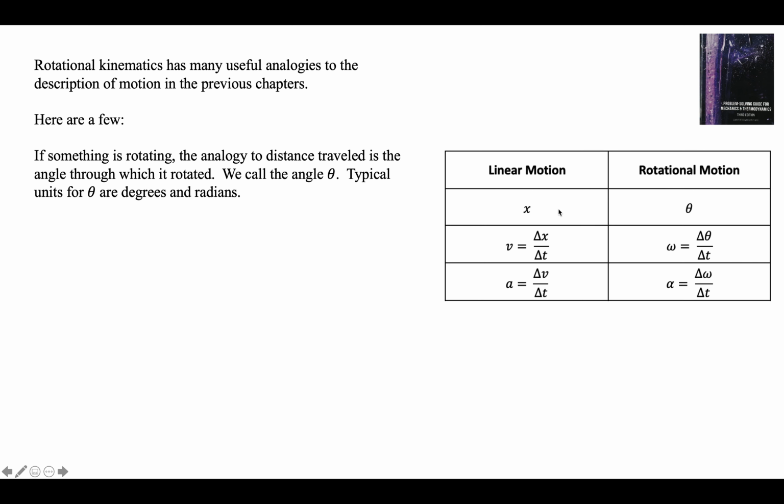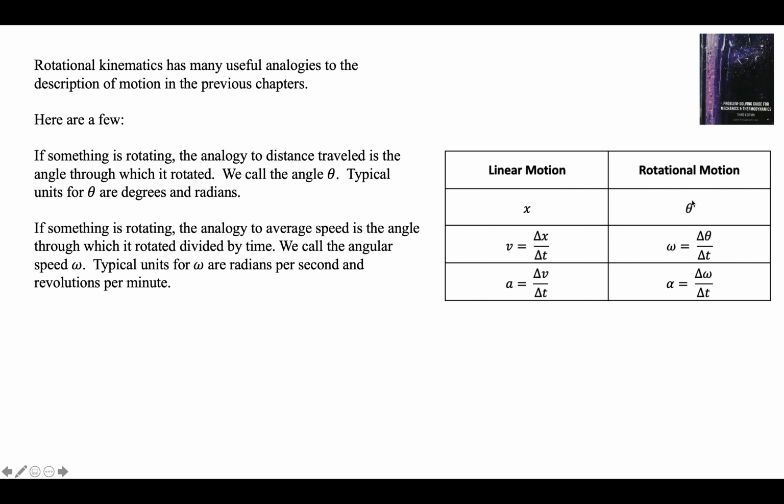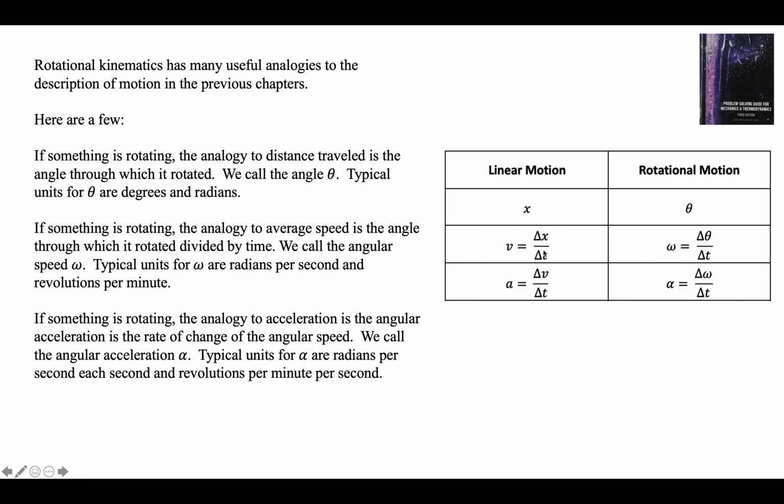So instead of distance, you want to know how many rotations it did, how many radians it rotated around. If something's rotating, the average angular speed is the angle divided by the time, just like average speed. The analogy to acceleration is the change in the angular speed divided by time, delta omega over delta t. So for example, RPM per second, radians per second squared, something like that.